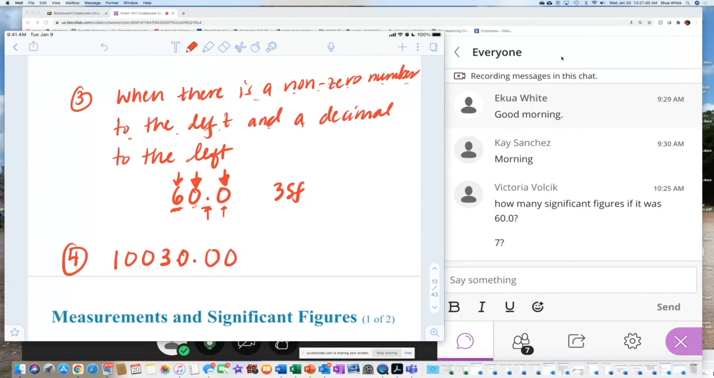You want to judge each 0. Each 0 must be judged. Okay, hold on. Definitely these two are significant, right? Based on the other rule, these two are significant. Based on the rule we just learned, this is significant. So let's see, 1, 2, 3, 4, 5, 6, 7. Yep, 7 significant figures. Very good.